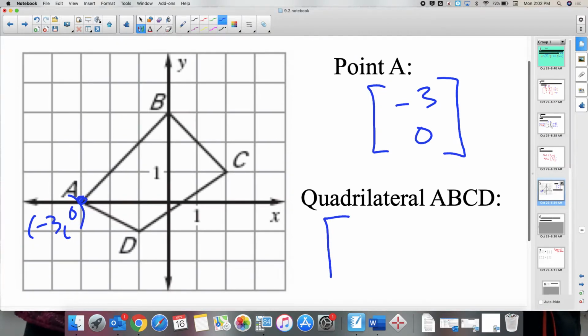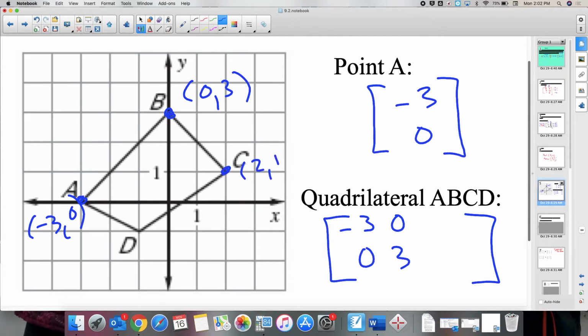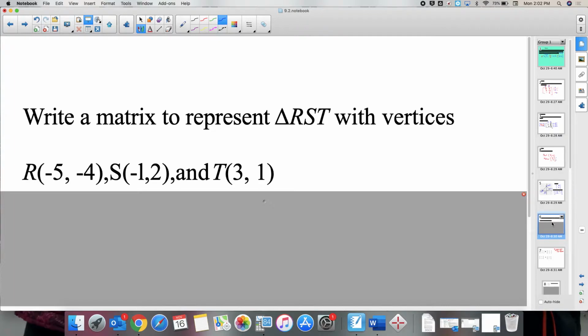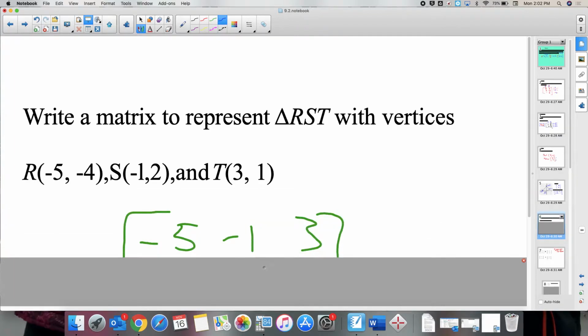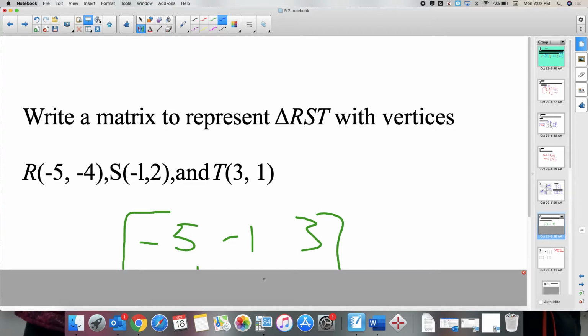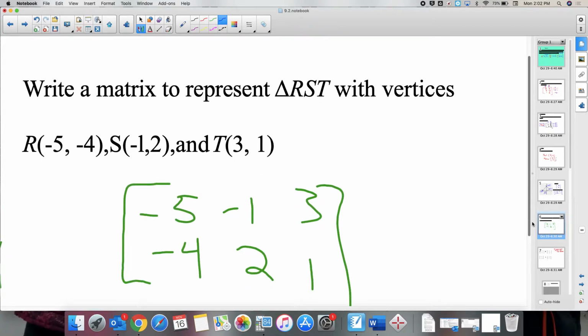If I wanted to extend it out to a quadrilateral, all we're going to do is each of our points has its own column. So it's negative 3, 0 for A. B is up here at 0, 3. C is over here at 2, 1. And D is down here at negative 1, negative 1. So if we wanted to do that for triangle RST, our X's go on the top, and our Y's go on the bottom.